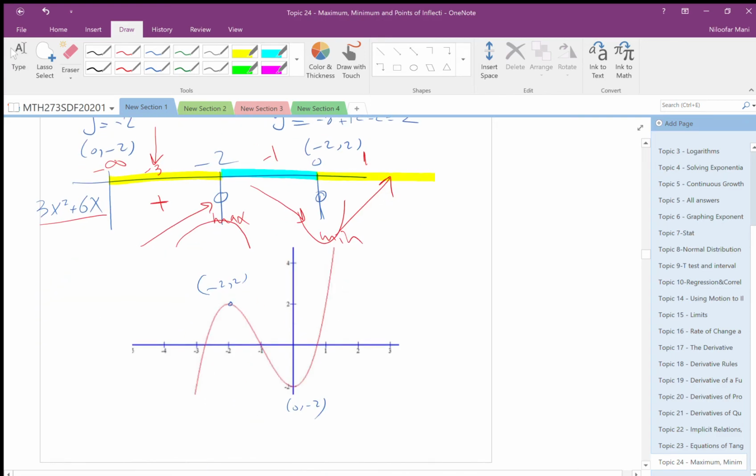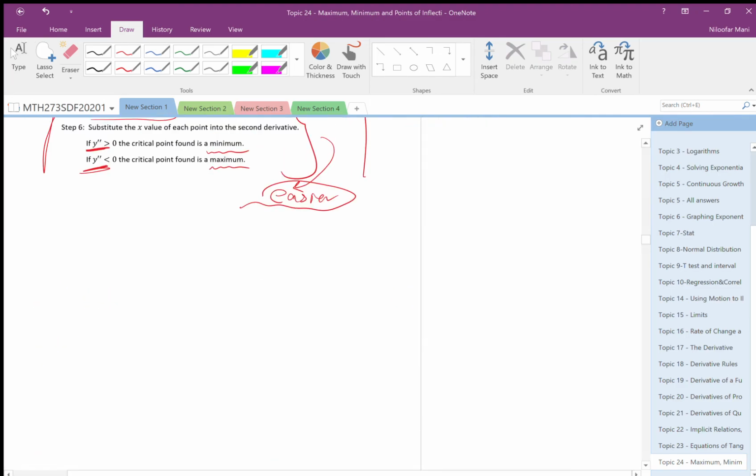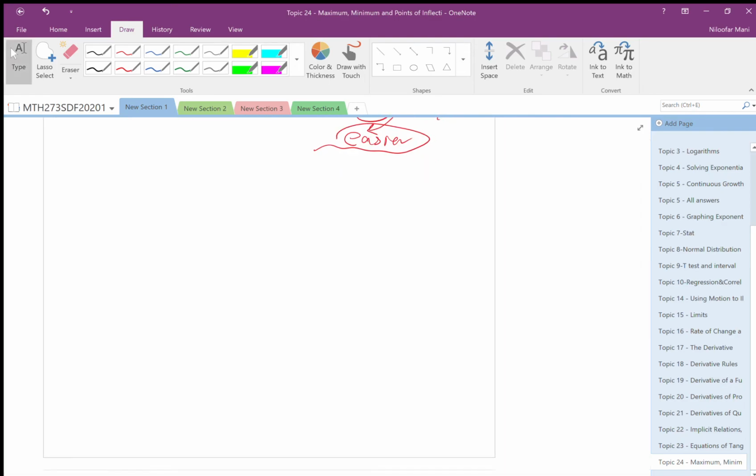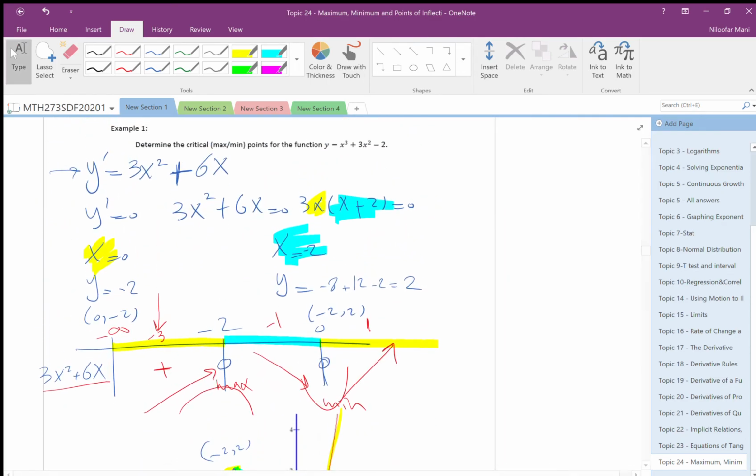From minus 2 to 0 is decreasing. And I can look at the graph and see decreasing, and here I can see increasing. This is a little bit harder, so I recommend you to use the second derivative method. You can check the second derivative. What is the second derivative? The second derivative is 6x plus 6.